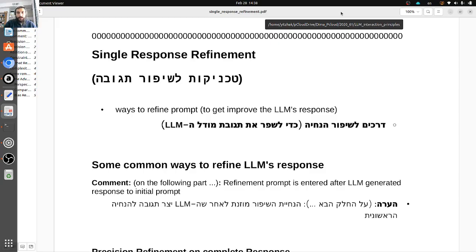The situation in which this technique can be applied is when the user has entered some initial prompt to the LLM, generated some response, and now the user read the response and felt that he would like to improve it in a certain way.